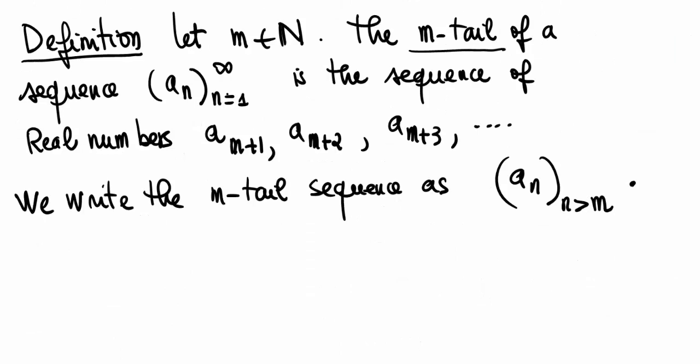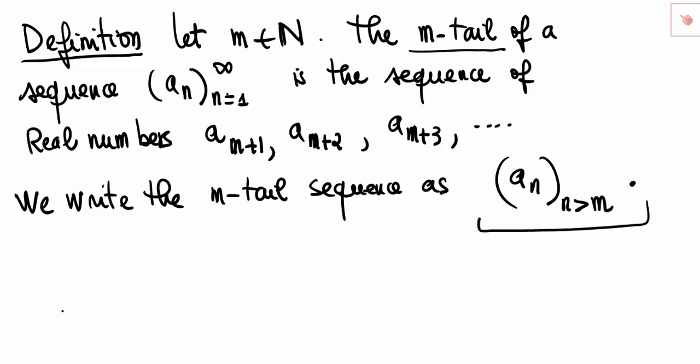Now I want to come back to a concept that I have introduced briefly without formally defining it. It is that of an M-tail. So what is an M-tail of a sequence? Well, let M be a natural number. The M-tail of a sequence a_n is the sequence of real numbers a_{M+1}, a_{M+2}, a_{M+3}, and so on. And we will often denote the M-tail of a sequence as shown here.